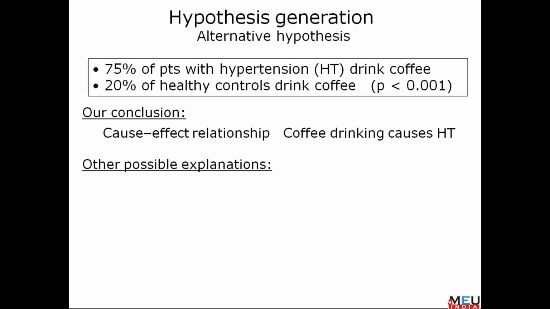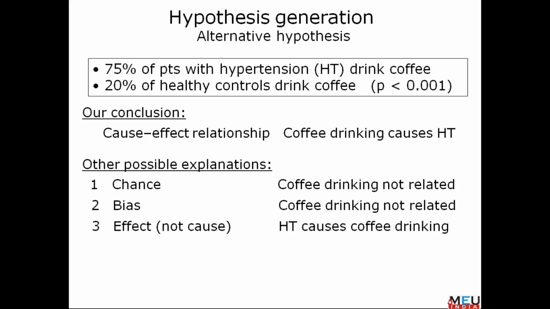We can have an alternative hypothesis that 75% of patients with hypertension drink coffee, or there could be some controls who also drink coffee. So our conclusion is that coffee drinking causes hypertension. Then look for other explanations. Could it be by chance? Coffee drinking may not be related. There could be other reasons like stress. There could be obesity. There could be cigarette smoking, etc.